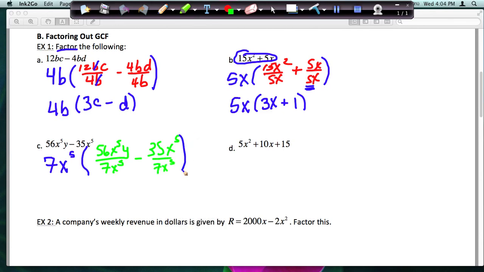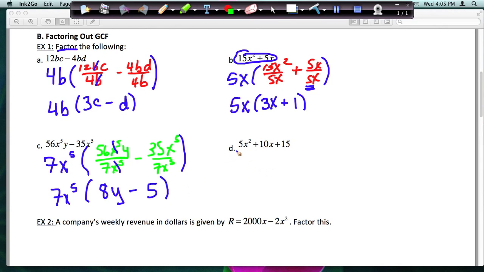When we do that division, remember your GCF has to stay out in front of the parentheses. It didn't go away. It's what we're pulling out. And we get 8y. The x to the 5ths cancel. I'm just left with 8y. Minus 35 divided by 7 is 5. And again here the x to the 5ths cancel.